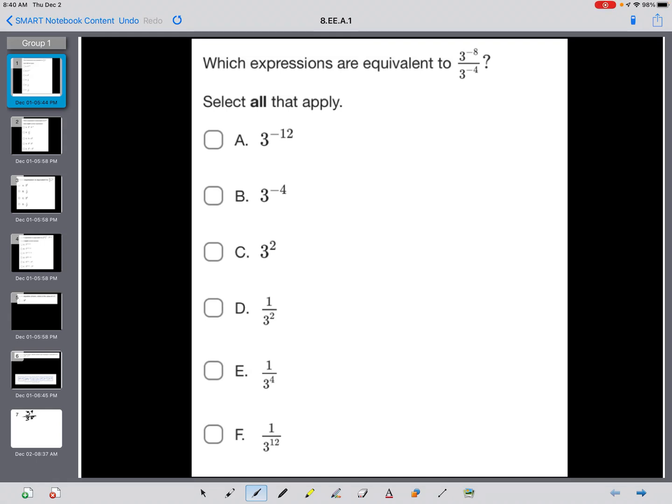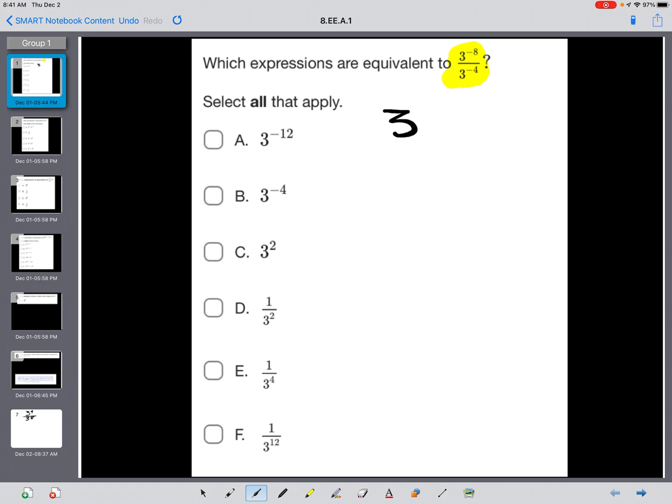We're asked which expressions are equivalent to 3 to the negative 8th power over 3 to the negative 4th power. There's a couple of ways that we could approach this, but one you might consider is to rewrite this expression using only positive exponents. That can be easily done if we take the original expression given and simply write the reciprocal and change the values of the exponents so that they're positive. In other words, it would look like this.